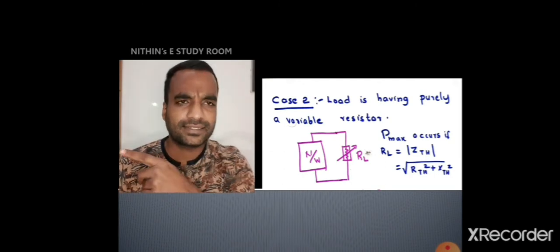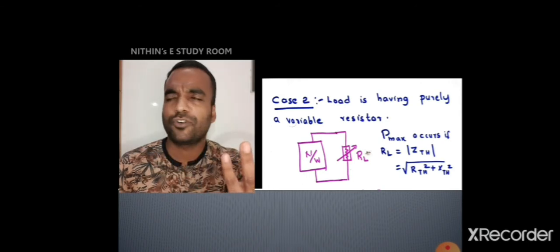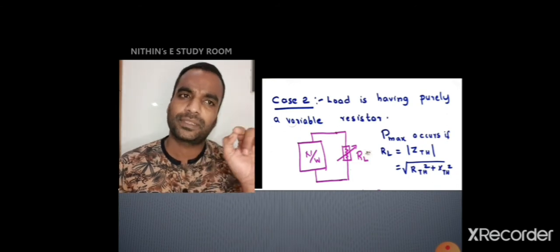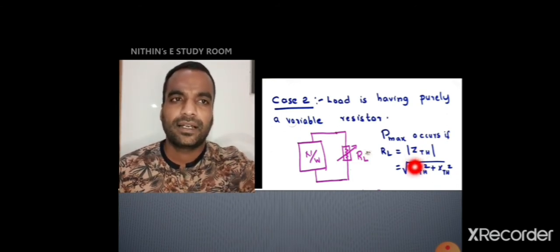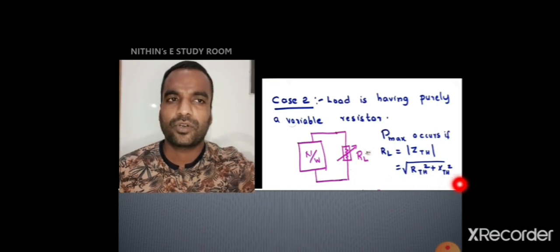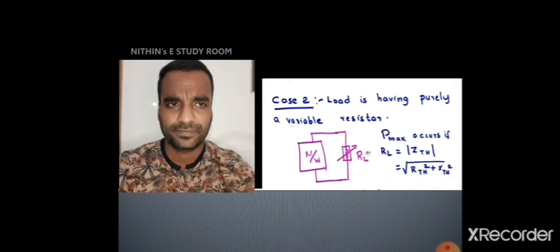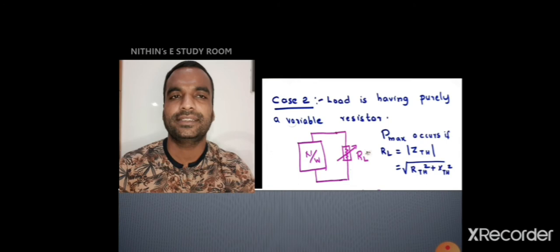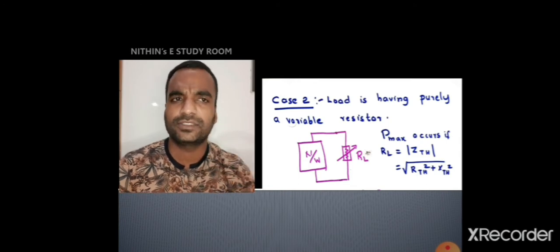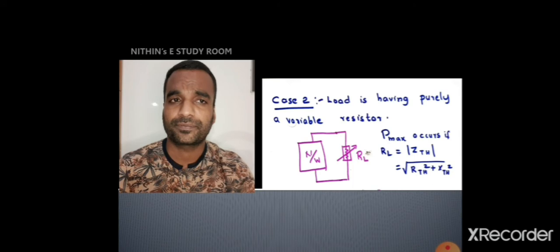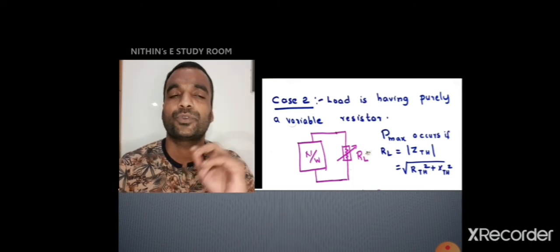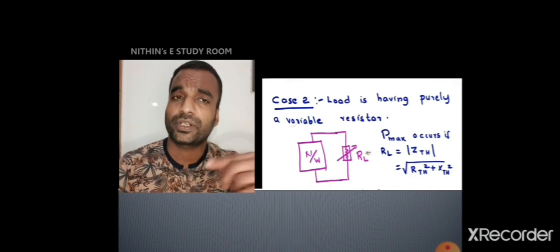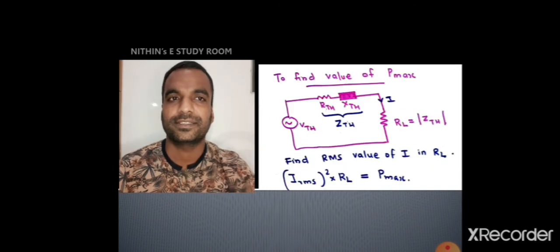If Z is like in the last example, we take some 4 plus 2j. Then the magnitude is square root of 4 square plus 2 square. Like that, magnitude of Z-Thevenin is equal to square root of R-Thevenin square plus X-Thevenin square. And be very careful: for case 2, case 3, case 4, you can use the previous power equation. In these cases, you have to find the current and then the power equation, power is equal to I square into RL. You have to use that method and see.